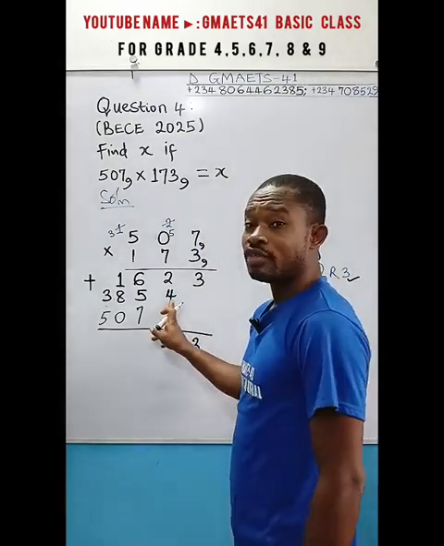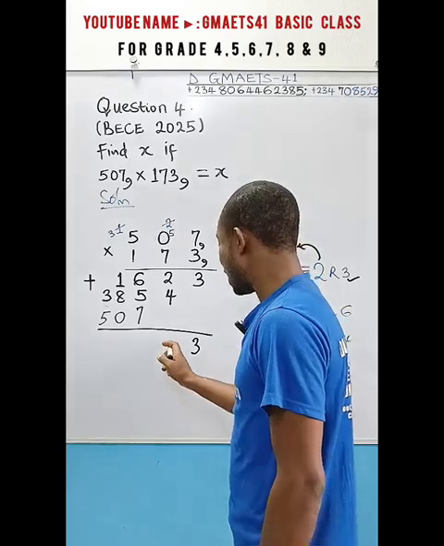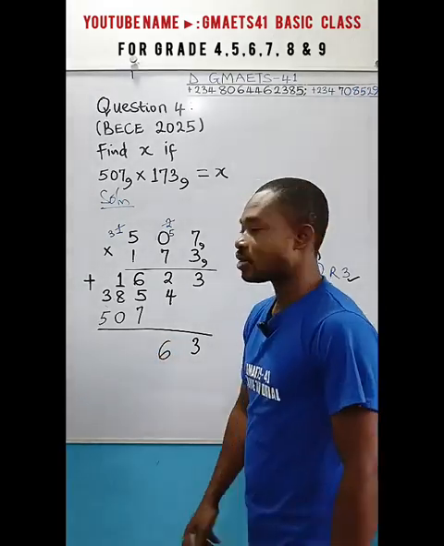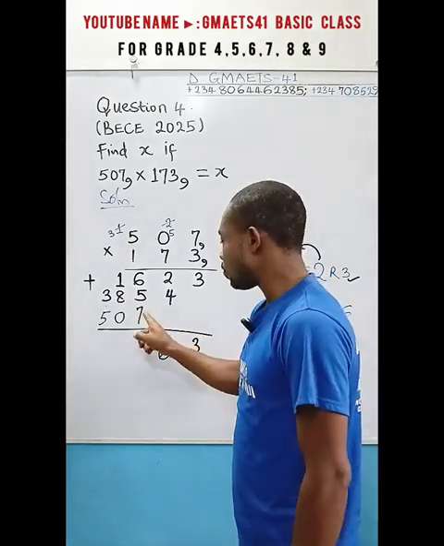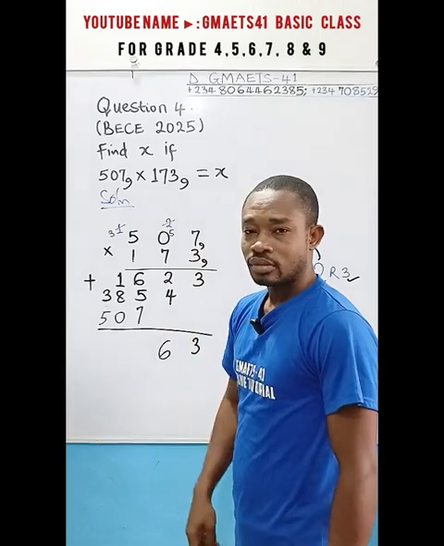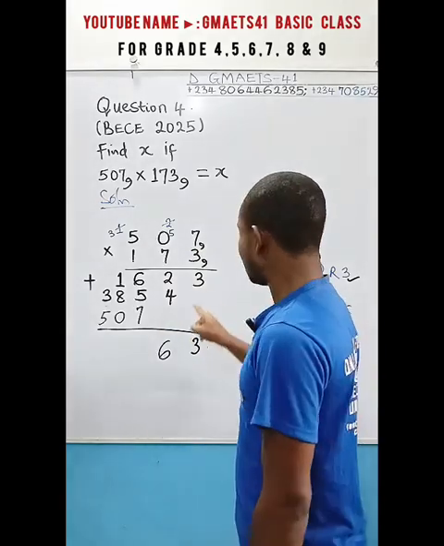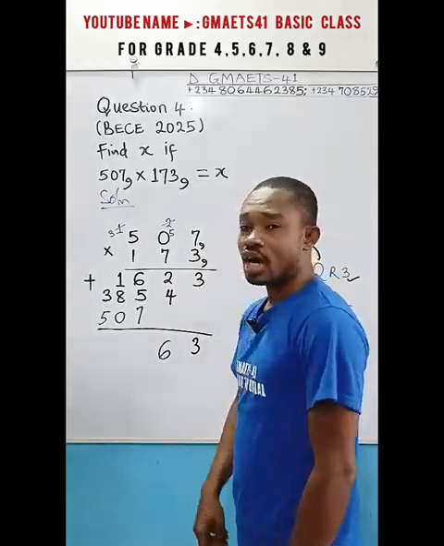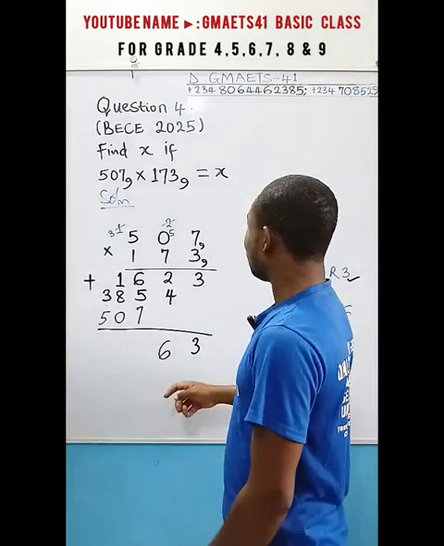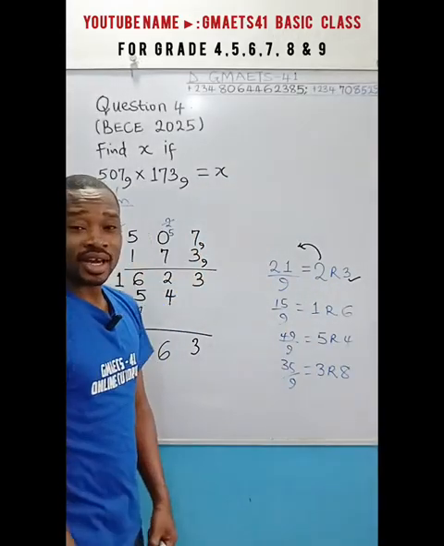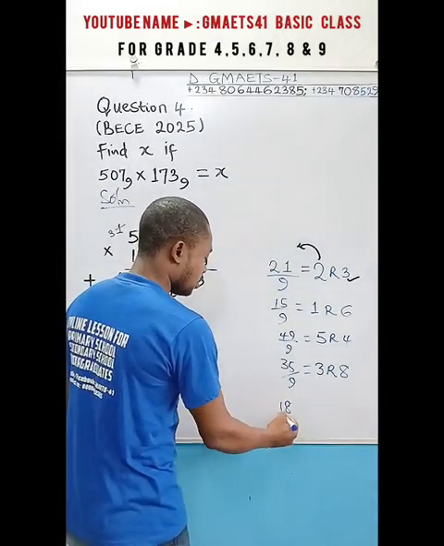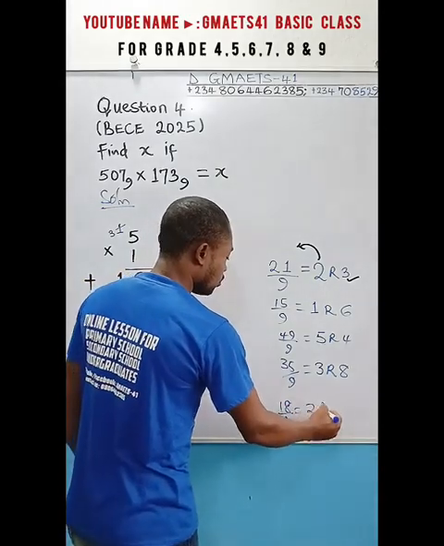2 plus 4 will give you 6. 6 is less than 9. So you can record the 6. 6 plus 5 is 11. 11 plus 7 is 18. 18 is greater than the base in which the calculation is being done. So you have to divide the 18 by base 9. 18 divided by 9 is 2, remainder 0.